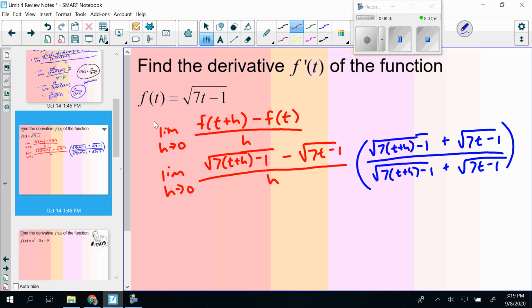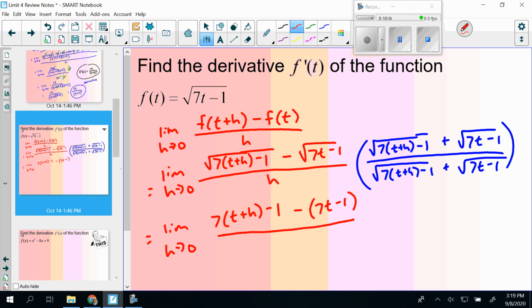All right, so what does this now look like for our limit? Well, on top, if we multiply those first two radicals, that basically gets rid of the radical sign. So now it's going to be 7 times t plus h minus 1. Now those outside middle ones should cancel if we were to FOIL this through. If we multiply those last two radicals, it's going to end up being negative, and then we'd have 7t minus 1 as the stuff left. Notice I did put that in parentheses because there is a subtraction sign in front of that. And then on bottom we have that h, but we also have these two other radicals now with that.